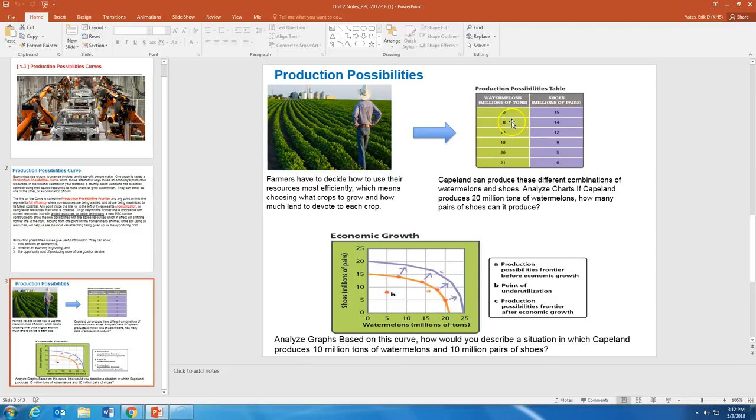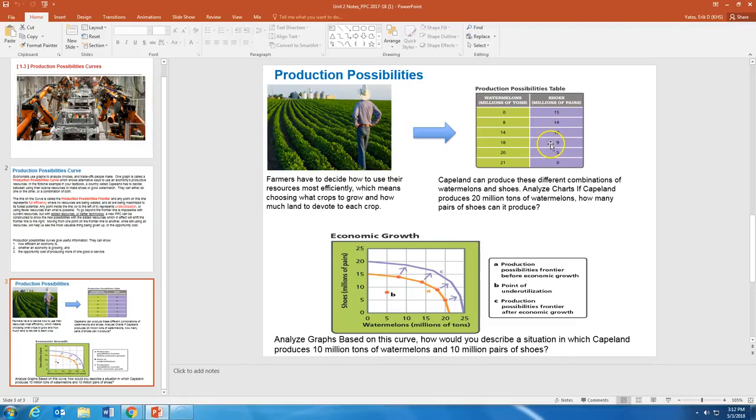Now, if we were to increase again and go from 8 to 14, okay, so if we're at watermelons, if we move now up to here, what's happening is we're going from 14 million pairs of shoes to 12 million pairs of shoes. So here we only lost 1 million pairs of shoes, but when we increase production again, notice we lost 2 million pairs. This is where costs tend to increase as you increased production over here, you had a greater opportunity cost.